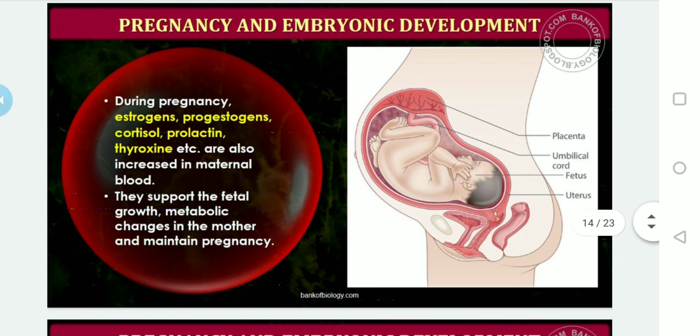So during the pregnancy, actually what happens? As I said, during the pregnancy, the estrogens, progesterones, and also cortisol, prolactin, thyroxine, etc. are increased in the maternal blood. Remember, these are what they identify in the pregnancy test by using the STAT method, and they generally support fetal growth, metabolic changes in the mother, and maintain the pregnancy. So this is the principle behind how they test the pregnancy by using the STAT method.